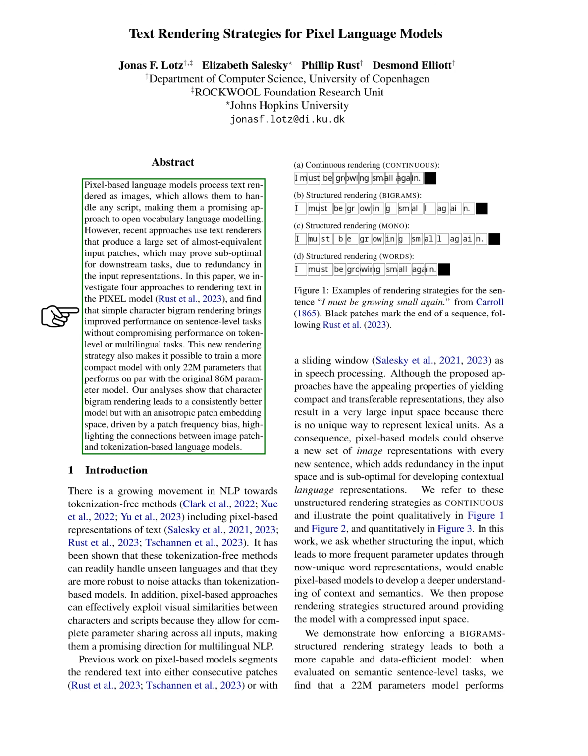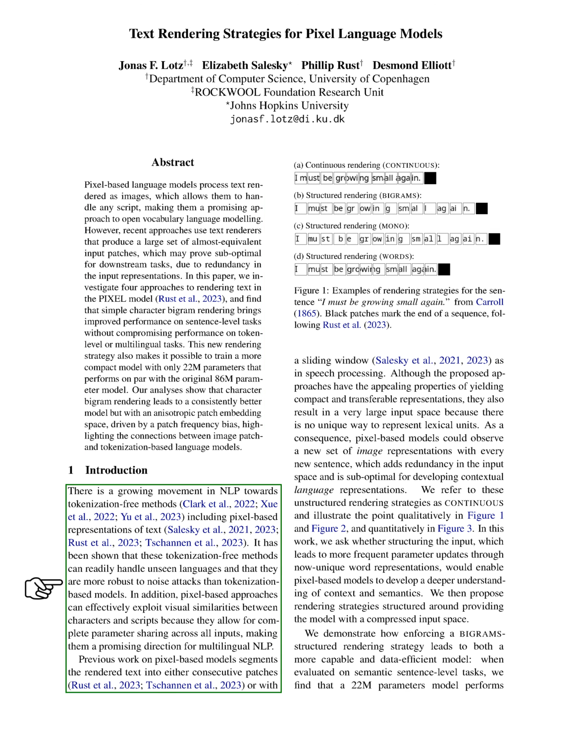Section. Introduction. In the field of natural language processing, NLP, there's a rising trend towards methods that don't rely on tokenization, such as pixel-based text representations. These methods have proven to be effective in handling languages that haven't been seen before and are more resilient to noise attacks compared to models that use tokenization. Moreover, pixel-based methods can take advantage of visual similarities between characters and scripts, as they allow for parameter sharing across all inputs. This makes them a promising avenue for multilingual NLP.